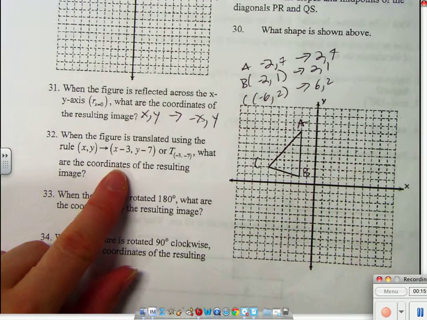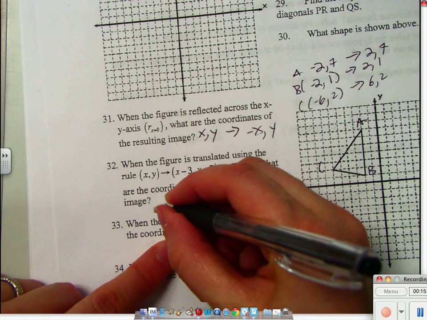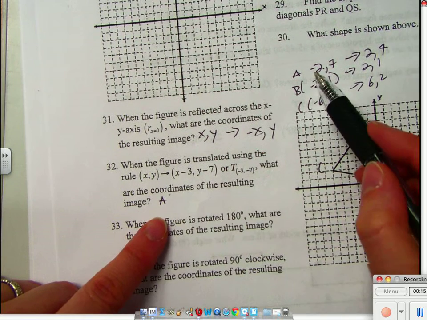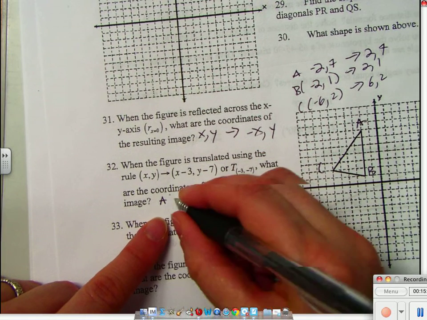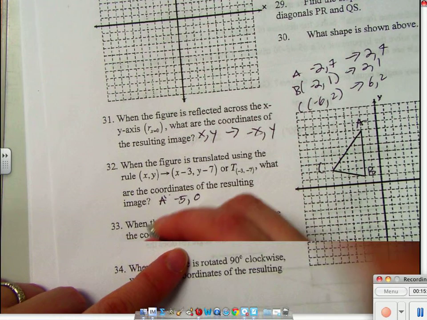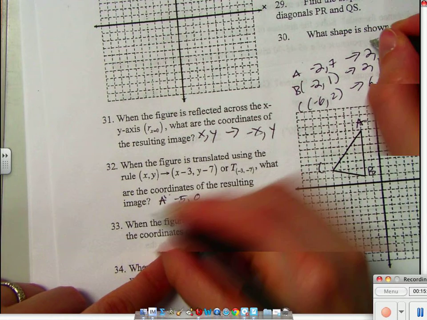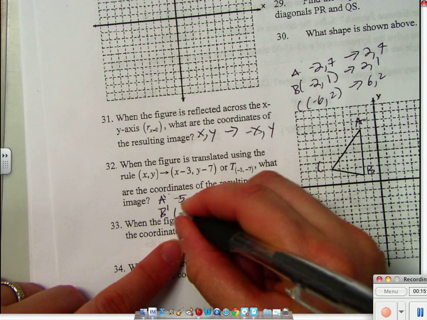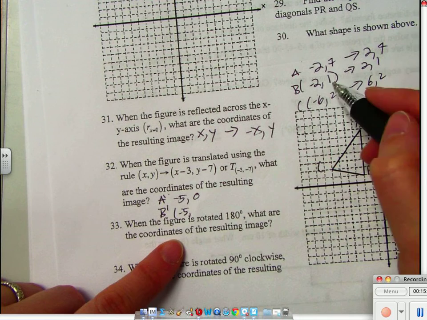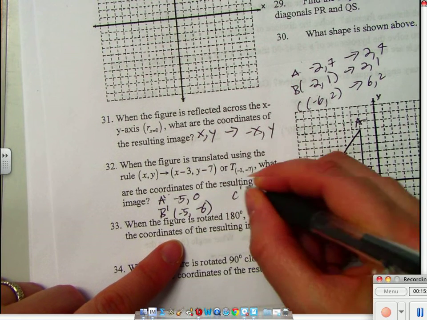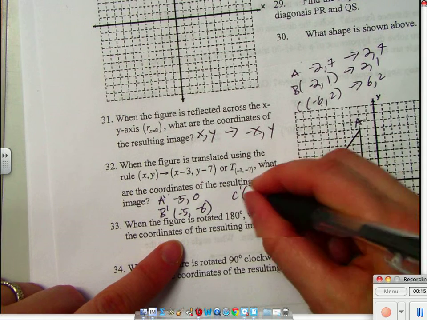32. My new A goes 3 units, so instead of negative 2, it's negative 5. 7 units down, so it's 0. These are all new ones. My new B, negative 2 minus 3 is negative 5. Negative 7 and 1 gives me negative 6. C, negative 6 becomes negative 9. Negative 5.